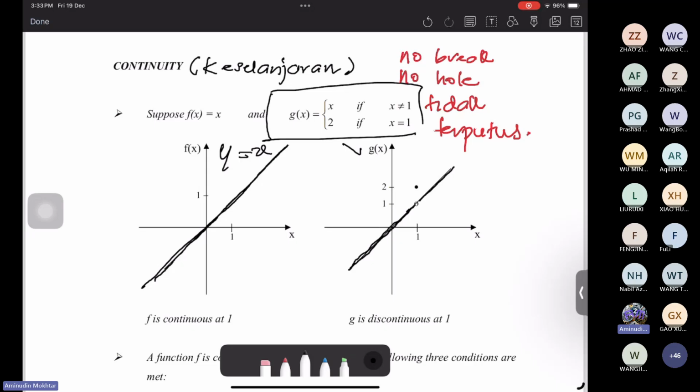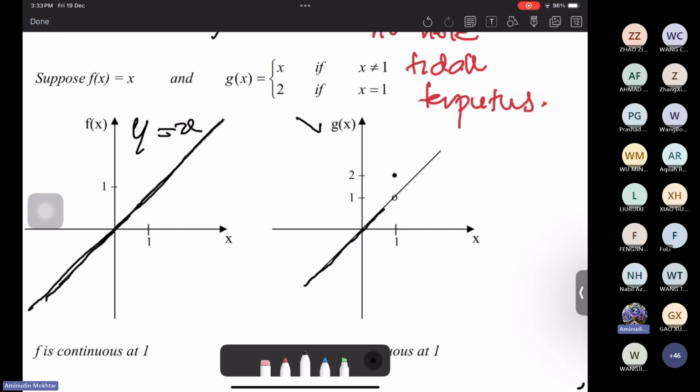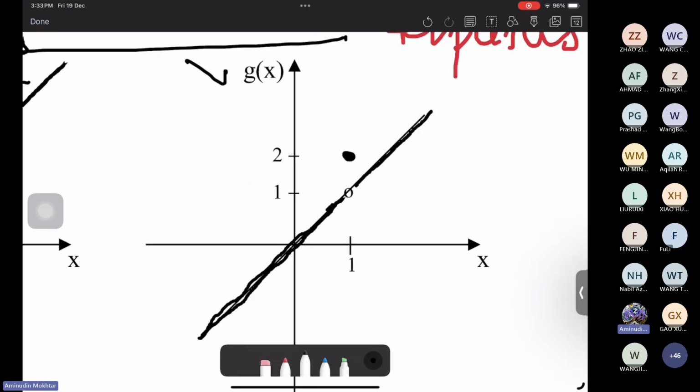The function says that g(x) equals x if x does not equal 1, but g(x) equals 2 if x equals 1. When x equals 1, g(x) equals 2. That's why we have a black hole here. When x equals 1, y equals 2. When x does not equal 1, y does not equal 2. That's why in this case there is a jump, there is a hole, there is a break. The graph of g(x) is discontinuous at point x equal 1. Okay, that is continuity.